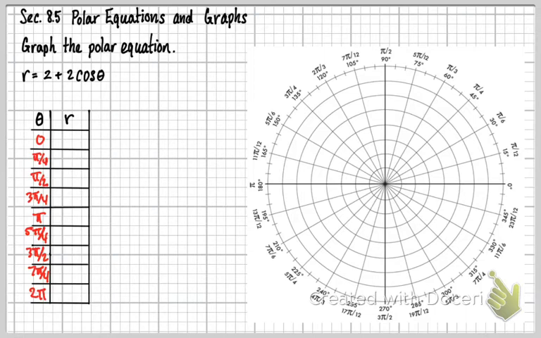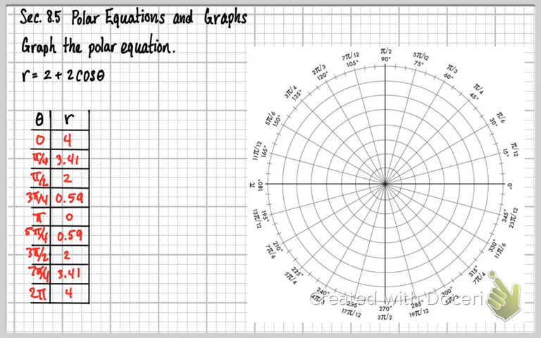So the first one, if I plug in 0 for theta, I know that the cosine of 0 is 1. So that's going to be 2 plus 2 times 1, so it's actually going to be 4. So there's my first one. Now I'm just going to run through this and punch these in my calculator because I want those decimal approximations since I have to graph these. So these are our values. Remember, our first ordered pair is going to be 4, 0, and that comes from here. So that's what I'm going to graph first.